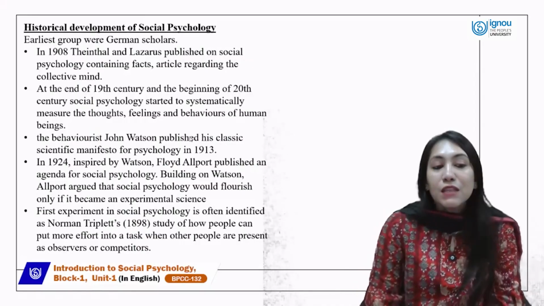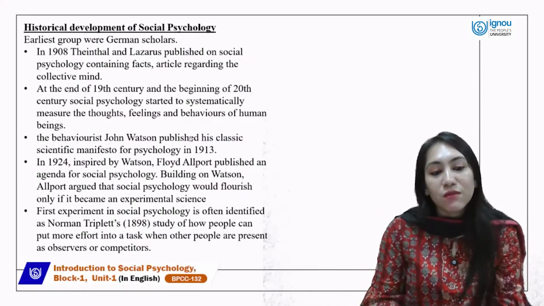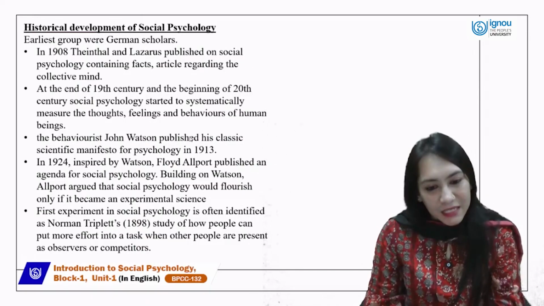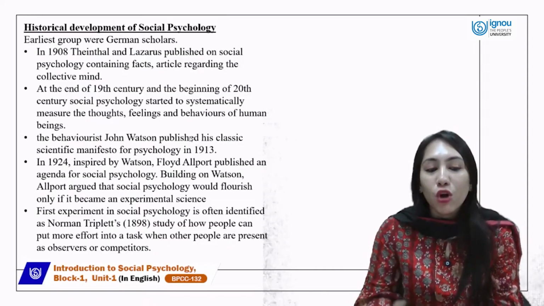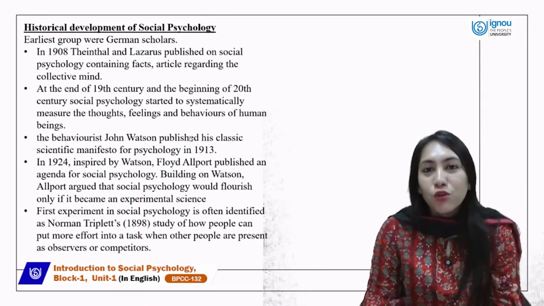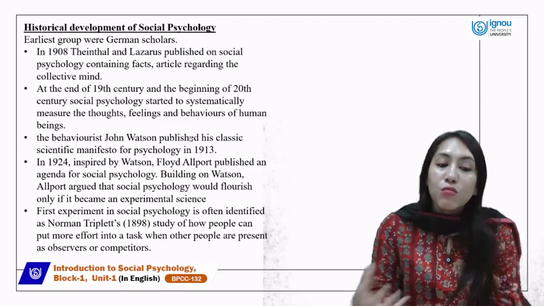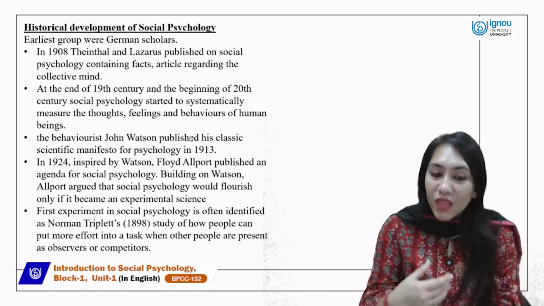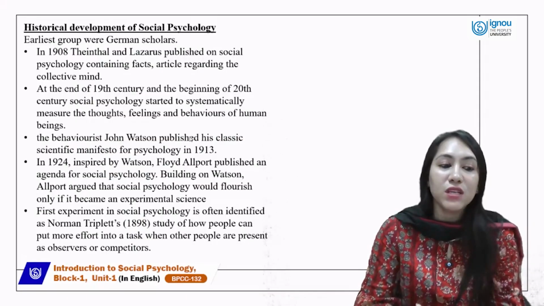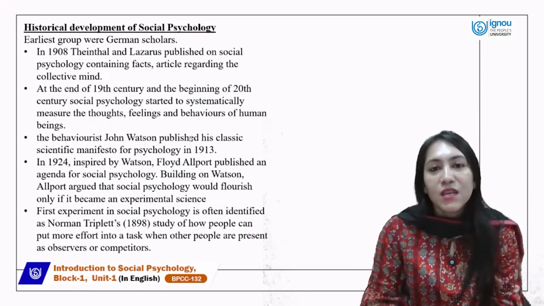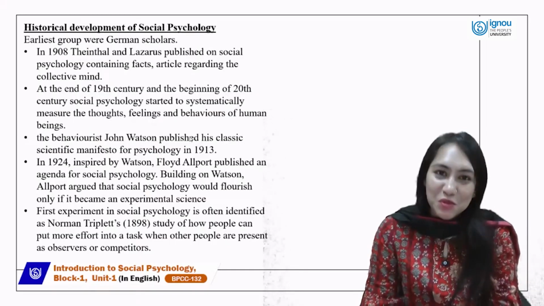Moving on to the next, the first experiment of social psychology actually started in 1898, which was Norman Triplett's experiment. Norman's experiment has been very famous. He studied how people put more effort into a task when other people are present as observers and competitors. This is something which is called social facilitation in a simple way.